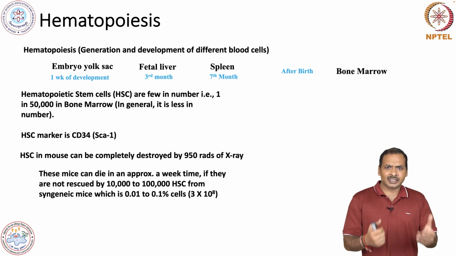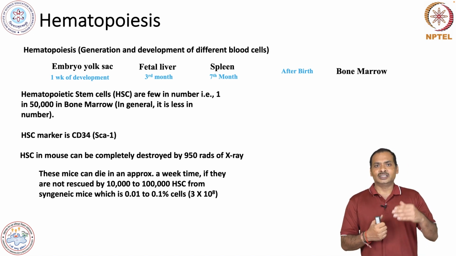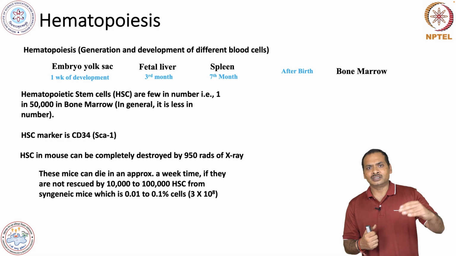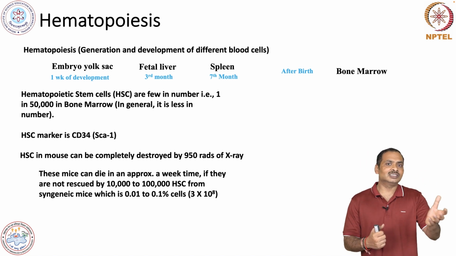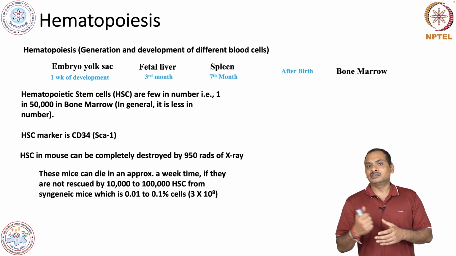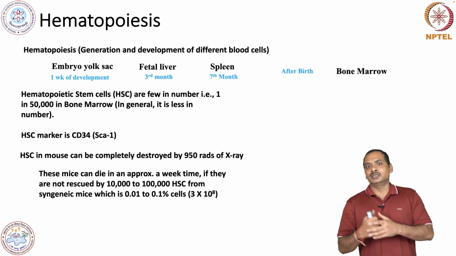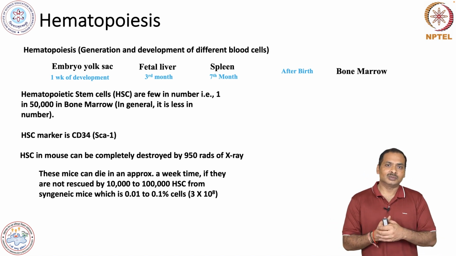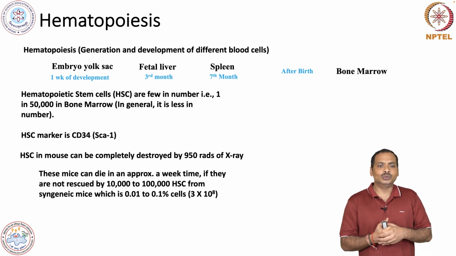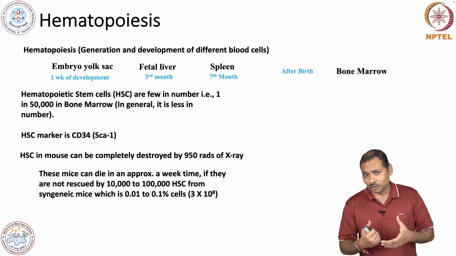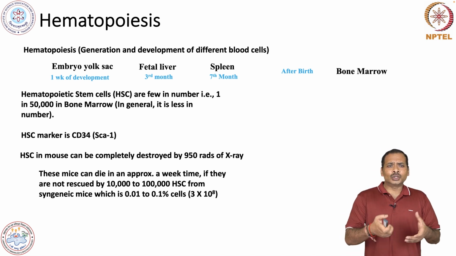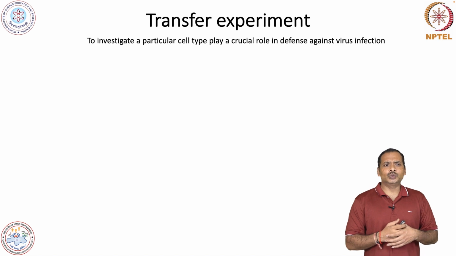So, in the case of syngenic mice, it is not needed. And if you have a group of mice which is irradiated with X-ray, you can rescue these mice, because after irradiation these mice will not survive, but you can rescue them by taking hematopoietic stem cells from syngenic mice and transferring them into these mice. So, you can rescue. Okay. And the number of cells is very small, about 10,000 to 1 lakh, which is approximately 0.01% to 0.1%.